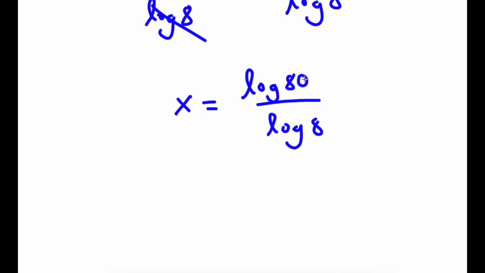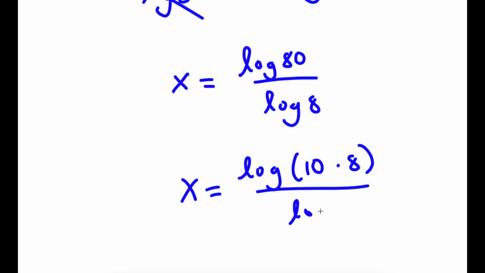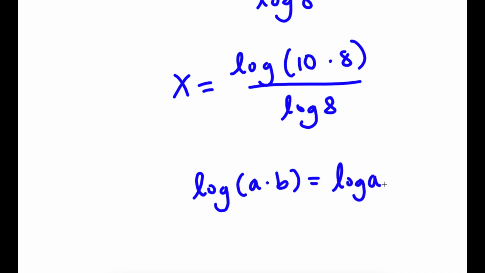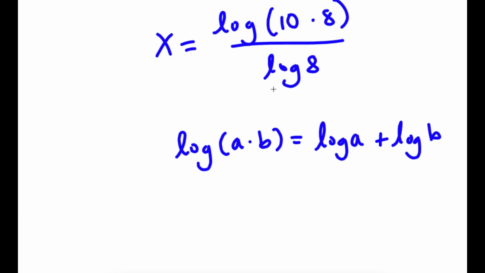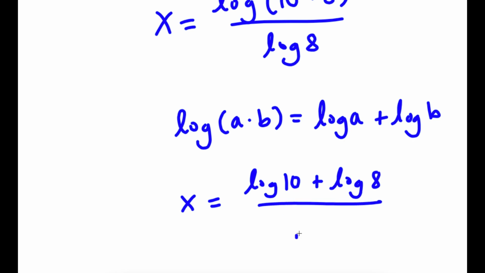So now log 80 here, well, 80 is the same thing as 10 times 8. So I'm going to rewrite log of 80 as log of 10 times 8. And if I have something in the form log of a times b, this is equal to log a plus log b. So in this case, log 10 times 8 is going to equal log 10 plus log 8, and now I have this over log 8.